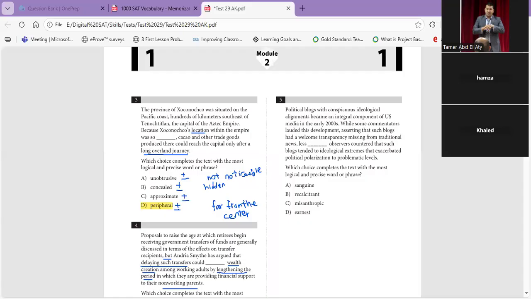Whenever we find a new word that we are seeing for the first time, kindly write it down just to memorize it and use it in a sentence. The first one is sanguine. Sanguine means optimistic.